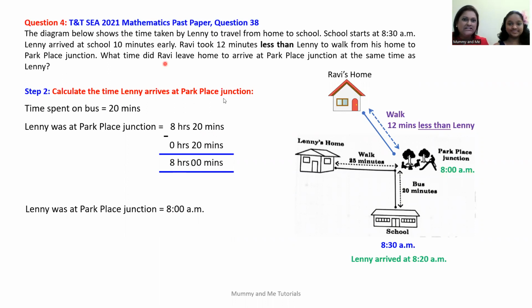Yes. And if the question is asking us what time did Ravi leave home to arrive at Park Place Junction at the same time as Lenny, then that means that Ravi also arrived at Park Place Junction at 8 a.m. Oh, that makes sense.